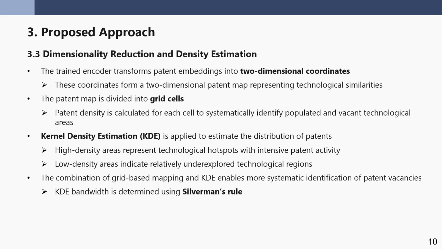and vacant technological areas. Next, kernel density estimation, or KDE, is applied to estimate the overall distribution of patents. High-density regions represent technological hotspots with intensive patent activity, while low-density regions indicate relatively underexplored technological areas. By combining grid-based mapping with KDE, the study can identify patent vacancies more systematically. The KDE bandwidth is determined using Silverman's rule.